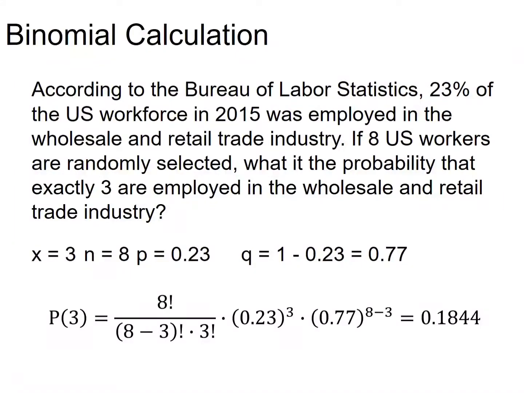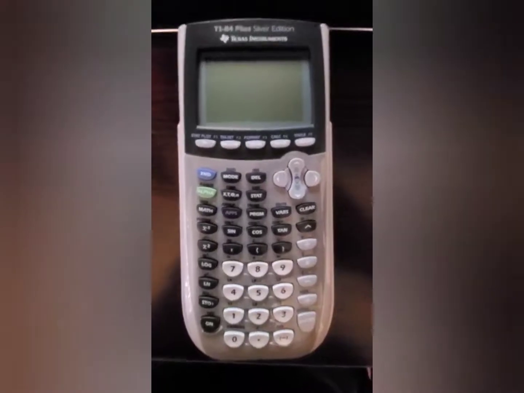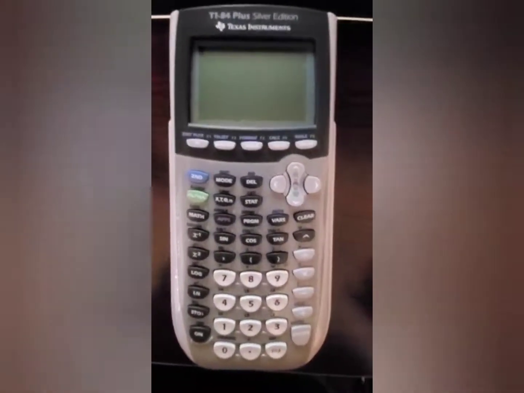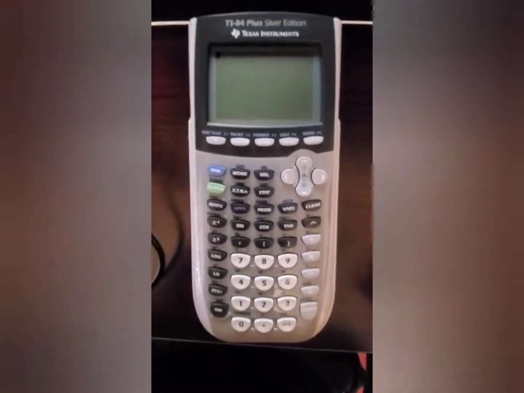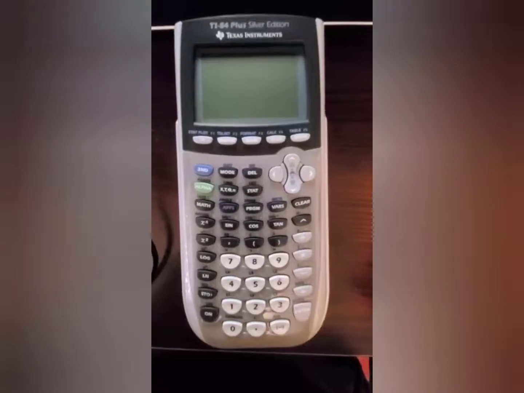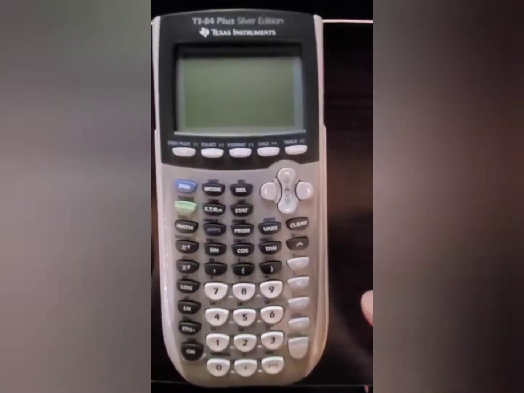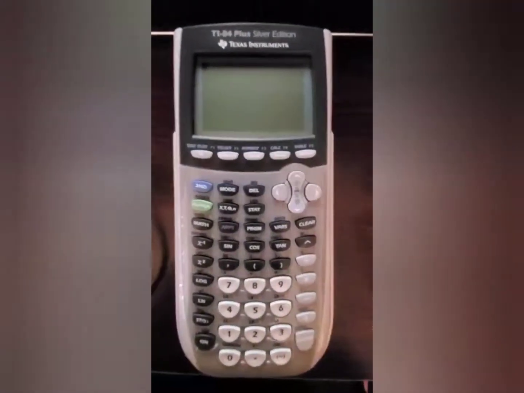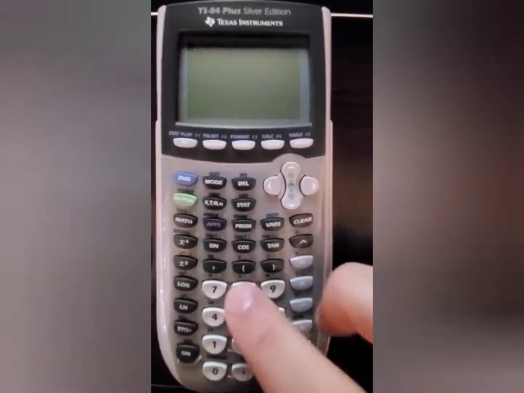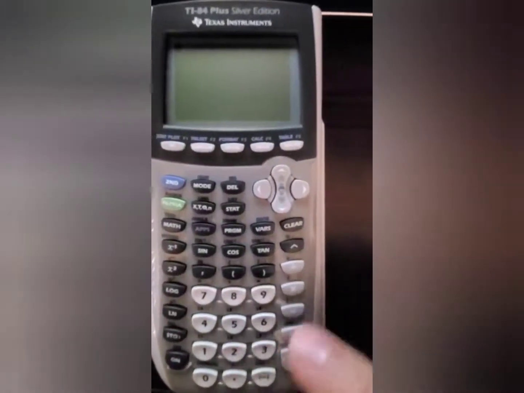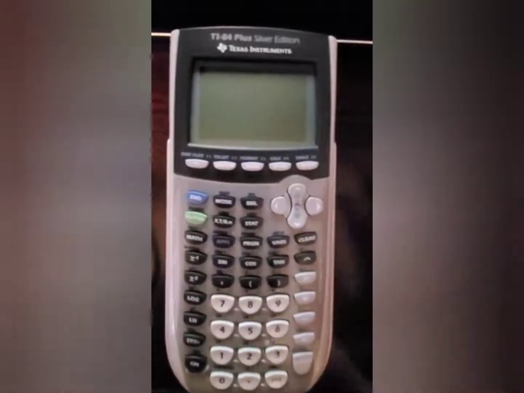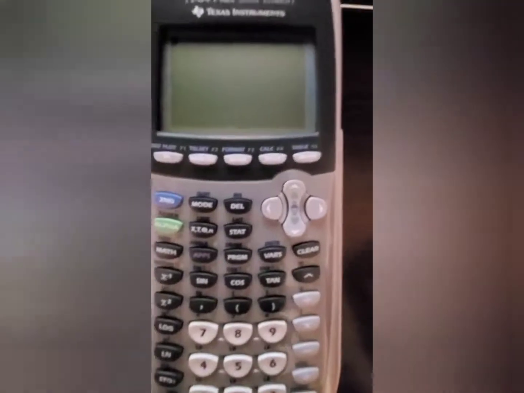Alright guys, so I wanted an online version of this, but for the life of me I could not find it, so I'm gonna go old school and just record myself using the calculator. So for this example, of course you could always plug it into the calculator, old-fashioned style, where you do 8 factorial divided by 8 minus 3 factorial, do some by hand, and then maybe some parentheses and 0.23 to the power 3.